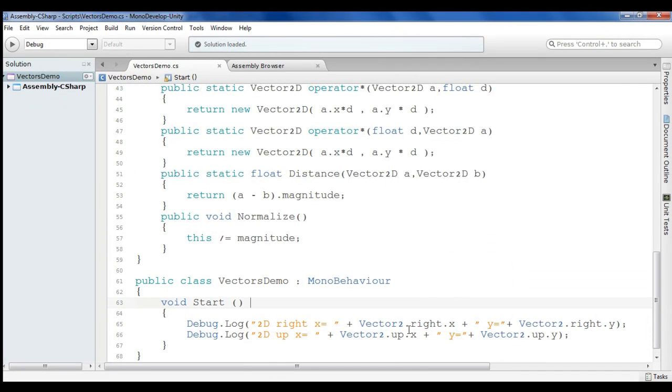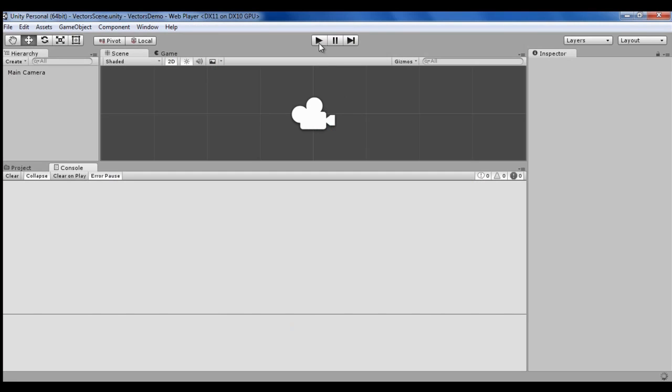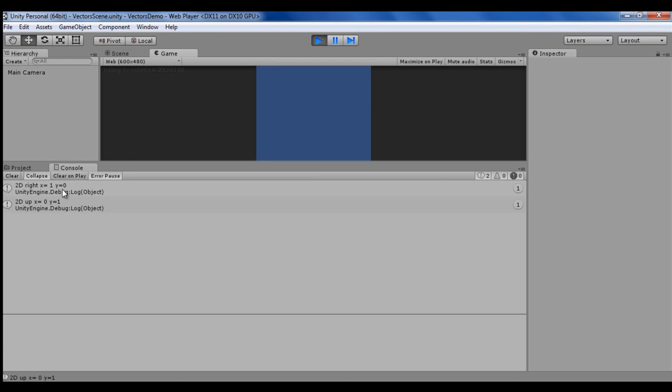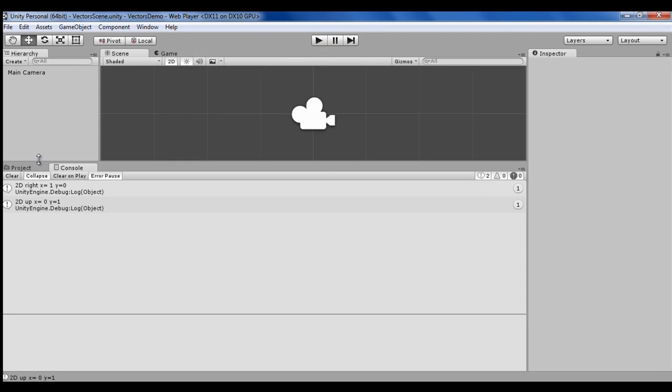Now let us save, and if I run and display, the x should be 1 here, y should be 0, x should be 0 here, y should be 1 here. Let us save and come back to Unity and just run and check. It's processing here, you can say. If I run the code, you should see the right vector x is 1, y is 0, up vector x is 0, y is 1. I hope you guys are understanding.